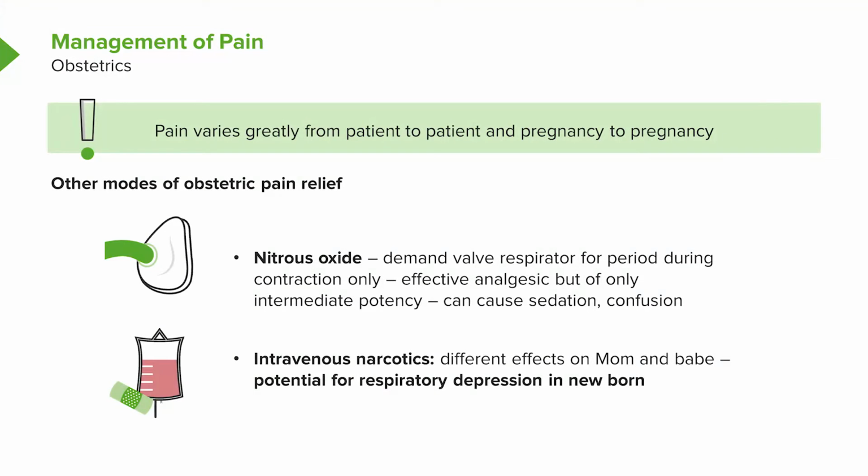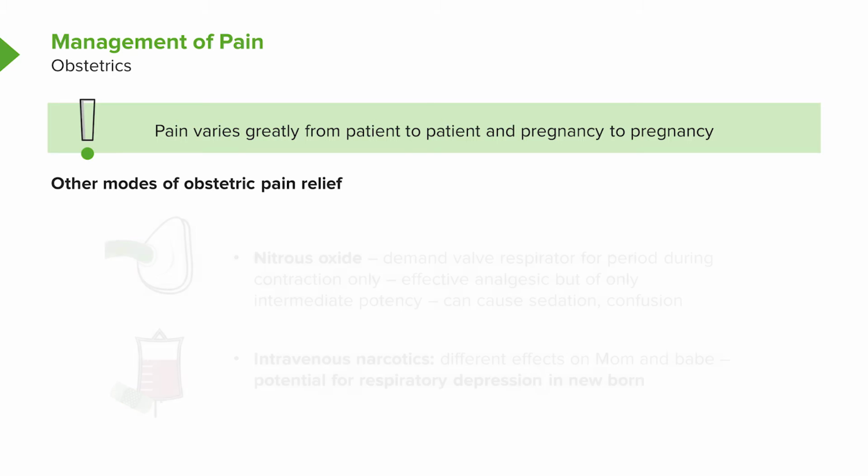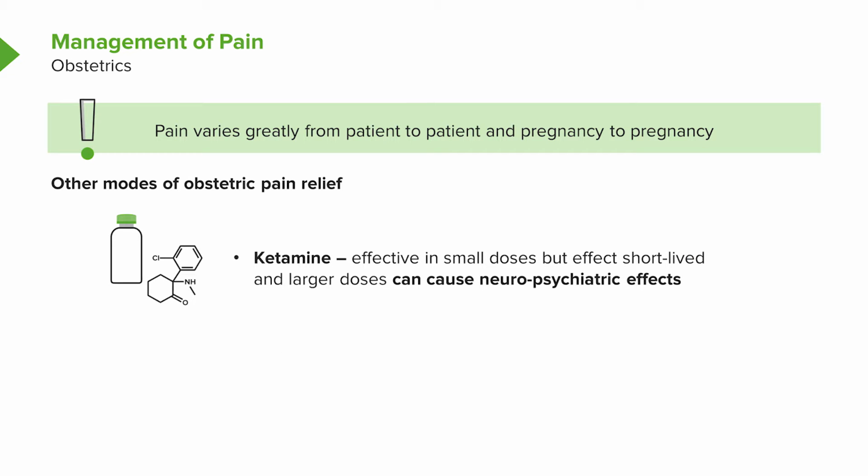Intravenous narcotics are sometimes given, but remember what I said. They do transfer to the baby, and there's a potential for respiratory depression in the newborn. Ketamine is used primarily, if it's used at all, early in labor in small doses. And it produces good analgesia. It is transferred to the baby, so you can have a baby that's anesthetized, and you don't want that. So it's only used early in labor and in very small doses.